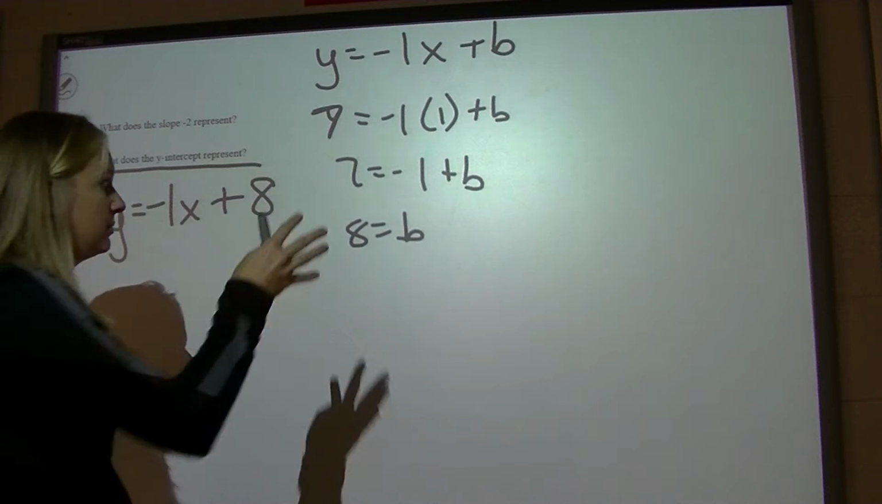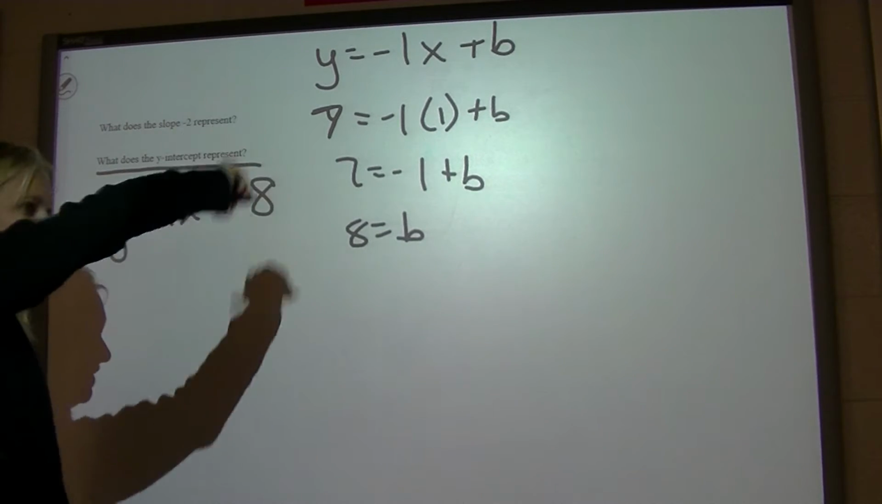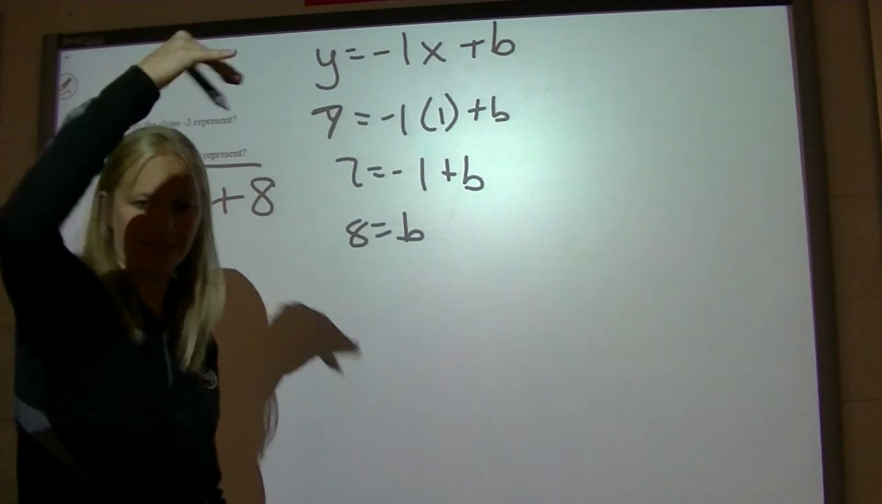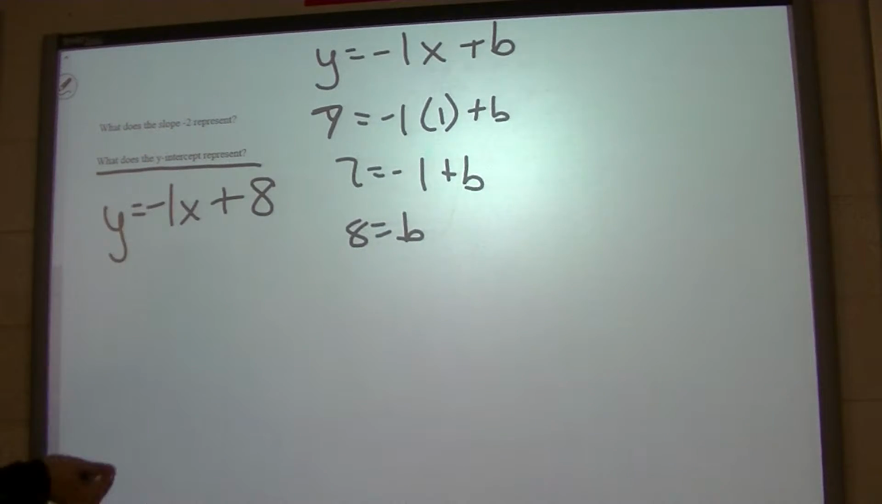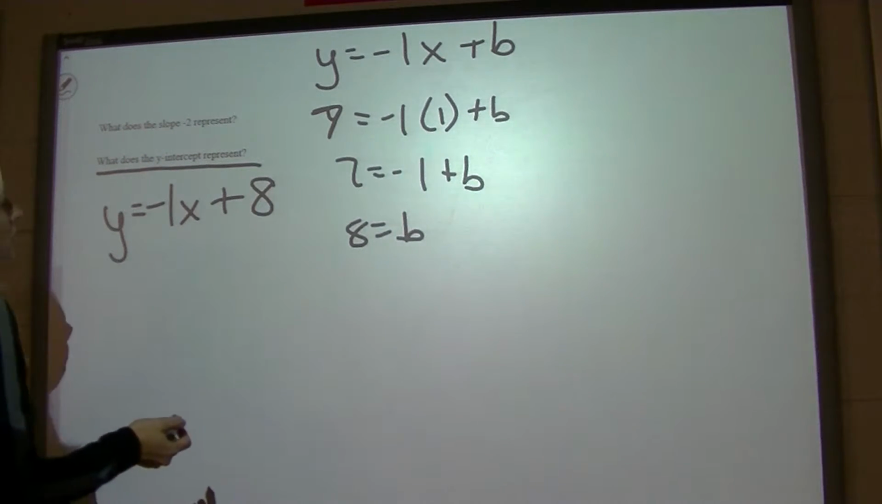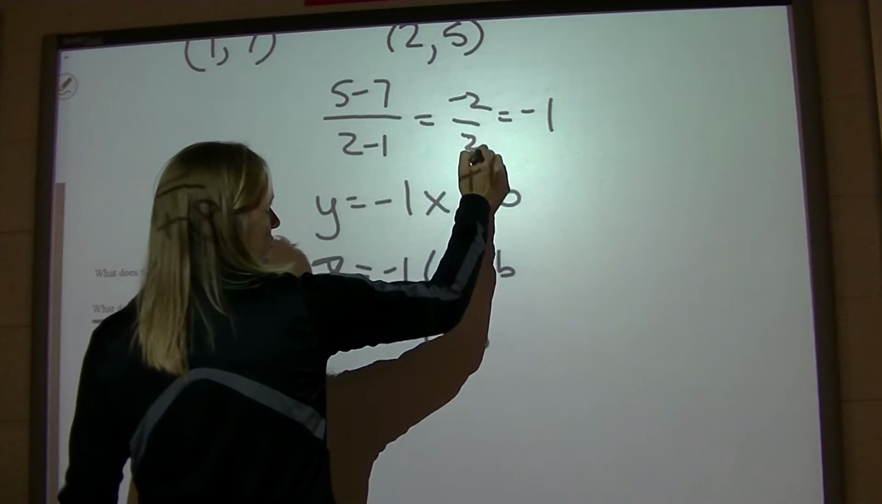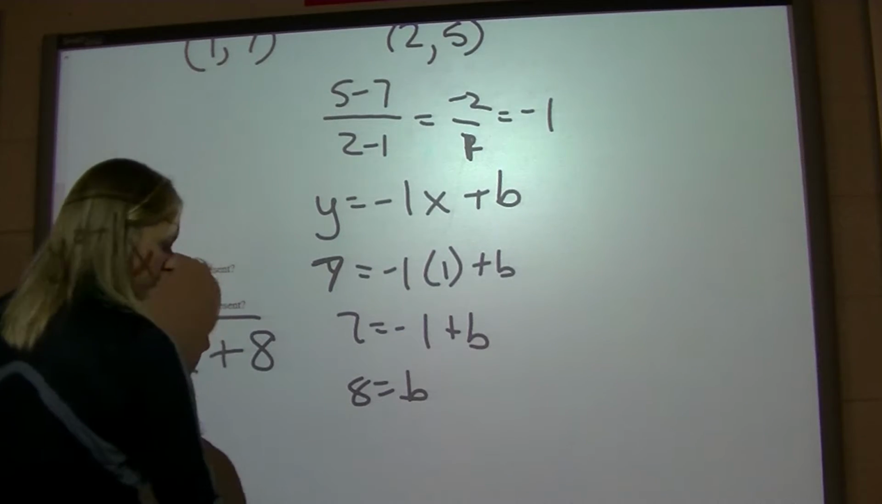Your y-intercept in this is representing the initial height of the candle. When you bought it, or before you started burning it, that's how tall it was, 8 inches. What does the slope... Oh, that's wrong. Shoot, all this is going to be wrong. Okay, let me fix it.